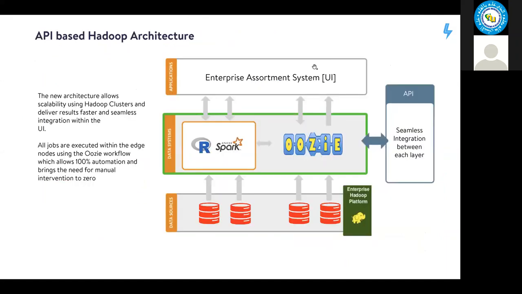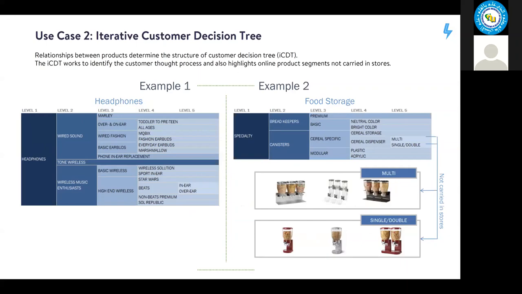Let me go back. Okay, so let's say you want to divide a category into something. This is very specific to retail, but what this example is trying to help you see is that we look at customer shopping patterns over the years, and we are able to create a hierarchy of how a category is divided. Now, let's say you want to purchase a headphone. Within headphone, we've identified there's wired sound, tone wireless, and then wireless music enthusiast.